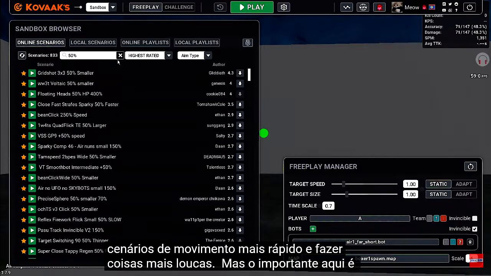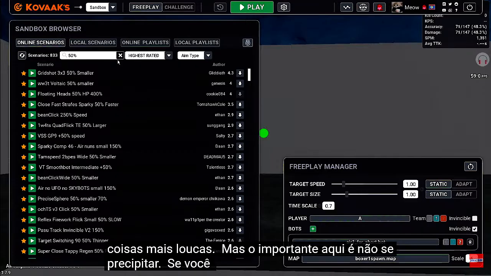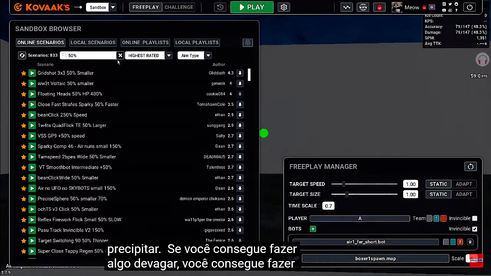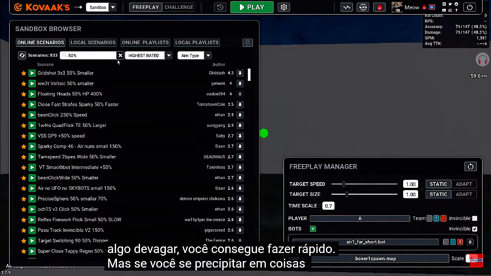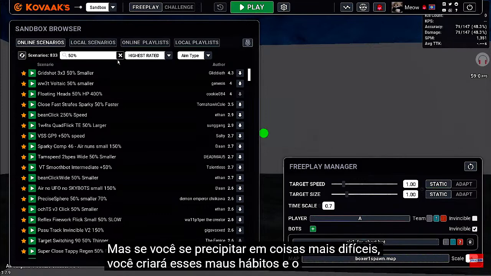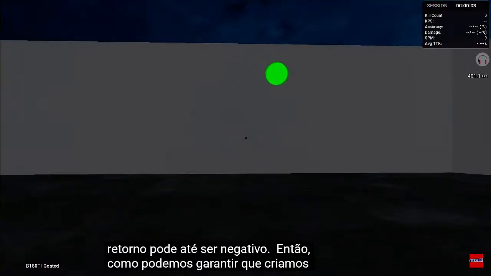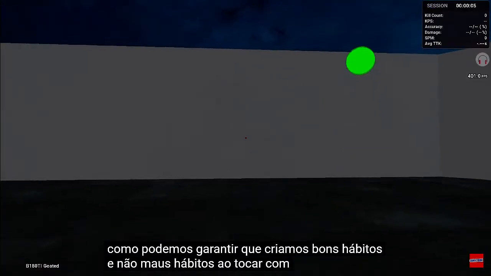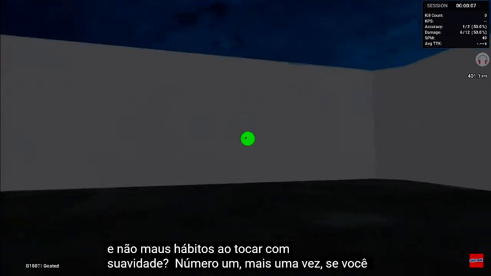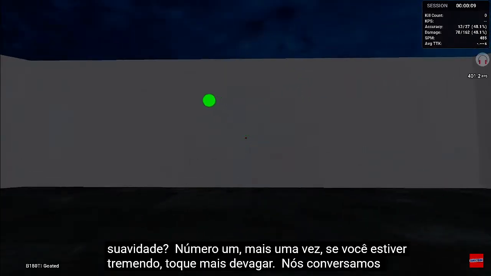But the important thing here is to not get ahead of yourself. If you can do something slowly, you can do it fast. But if you're rushing into harder stuff, you'll build these bad habits and the return might even be negative. So how do we ensure we build good habits and not bad habits when playing smoothness? Number one, again, if you're shaking, play it slower. We talked about that. Good.